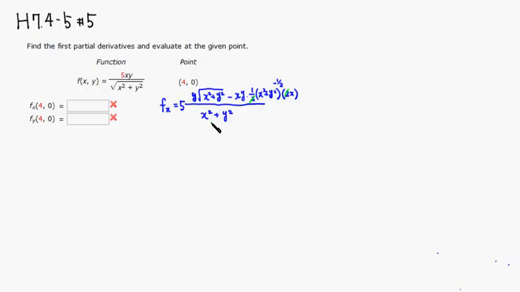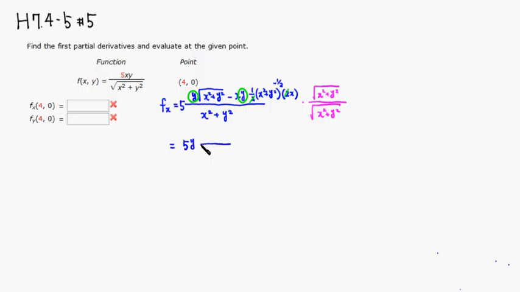Another thing I would do, since I don't like having a negative power here, is multiply top and bottom by the square root of x squared plus y squared. What you're going to get is, let's say 5 is there, and also we have y in common, so I'm just going to put y in front.